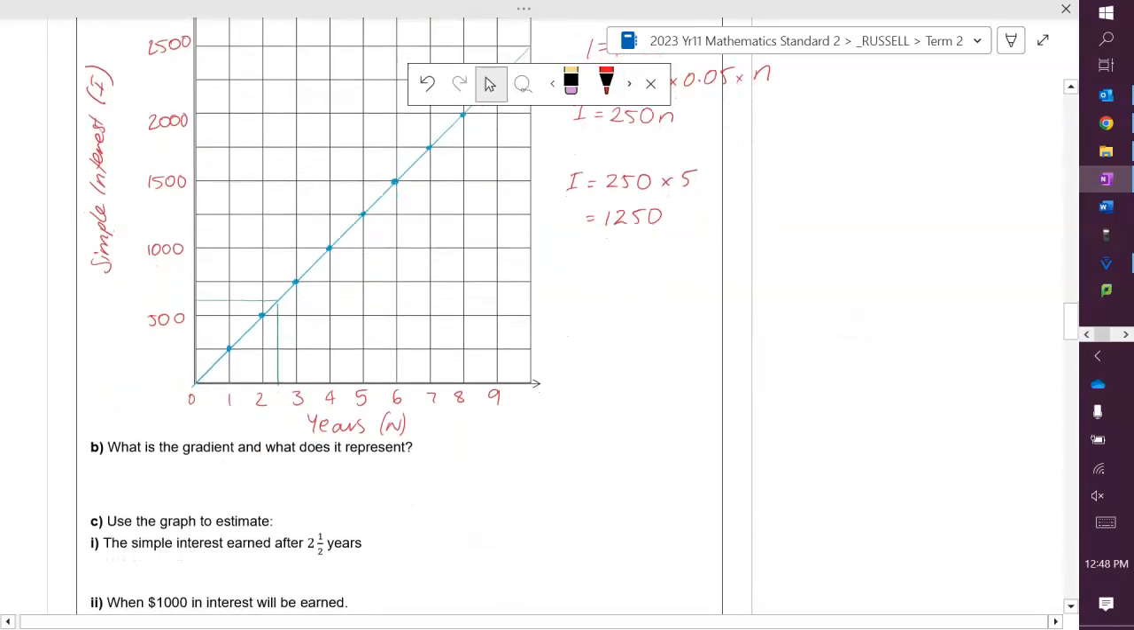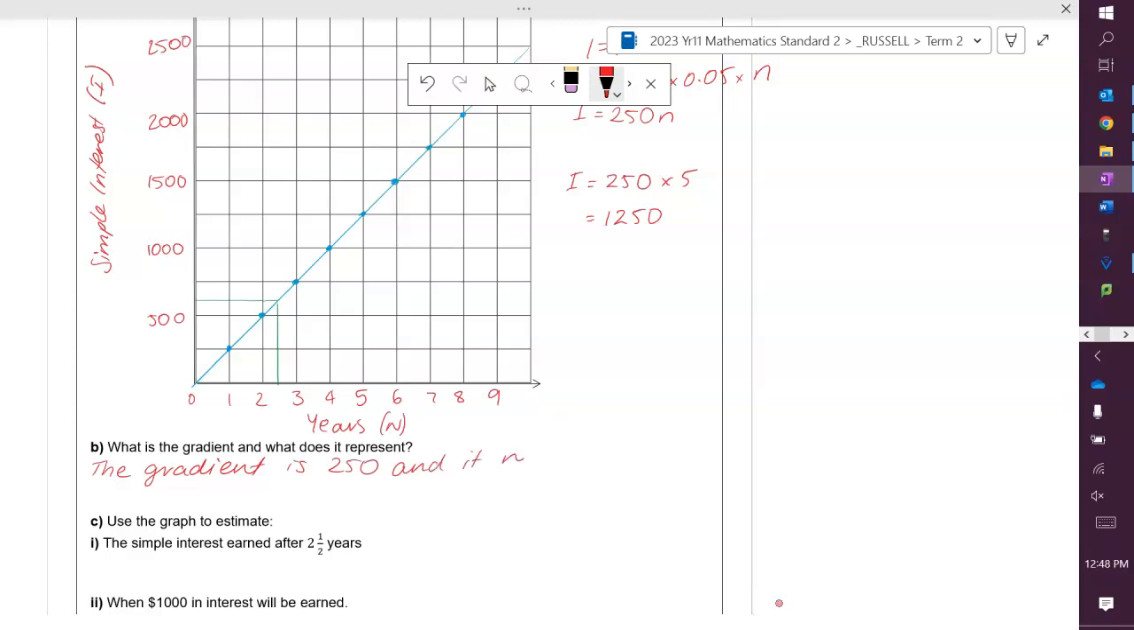So we've plotted our graph, and the next thing says, what is the gradient and what does it represent? So we've already calculated that. The gradient is what our interest is. So the gradient is 250, and it represents the simple interest earned per year. So every year, if there's nothing taken out of that account, that is what will be earned in simple interest.